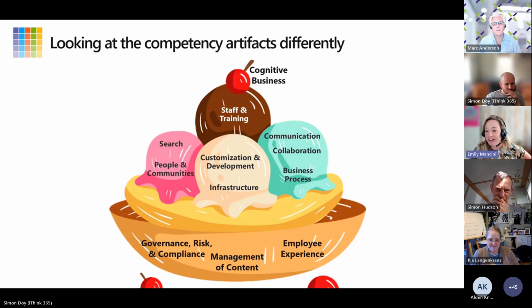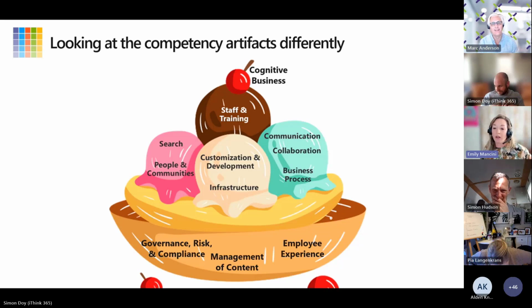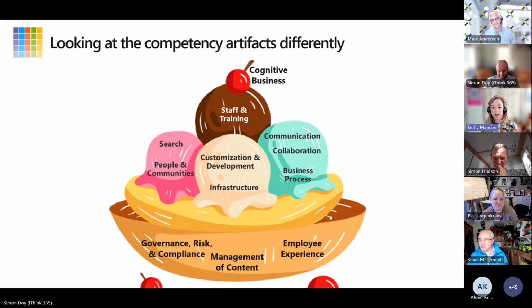There is indeed a banana, Kevin, right below infrastructure and business process, people, communities. I was torn on whether that should be one of our core governance, risk, compliance, management of content, employee experience, because it seems like a base item. At the risk of offending everyone, sometimes a banana is just a banana. Yeah, fair. And the cognitive business extra cherries may have fallen down. Ignore those.